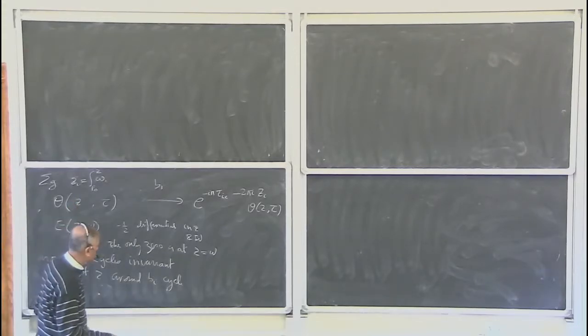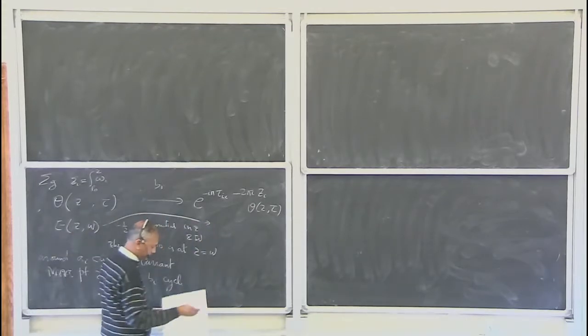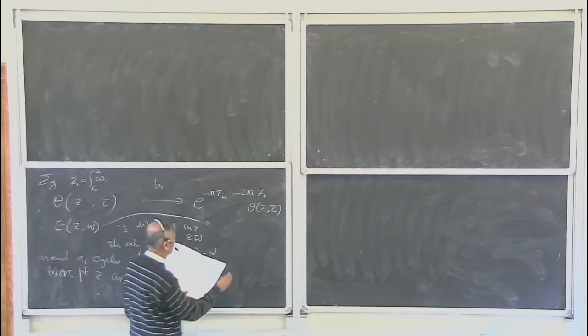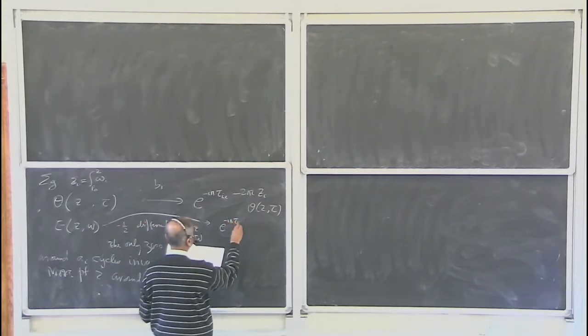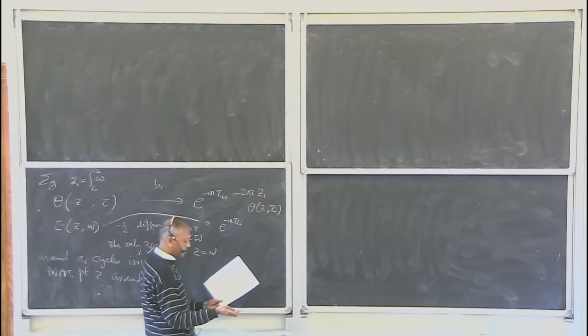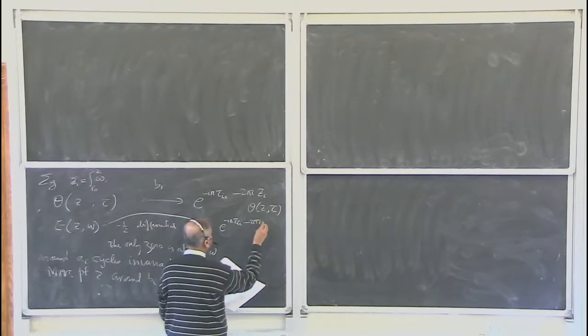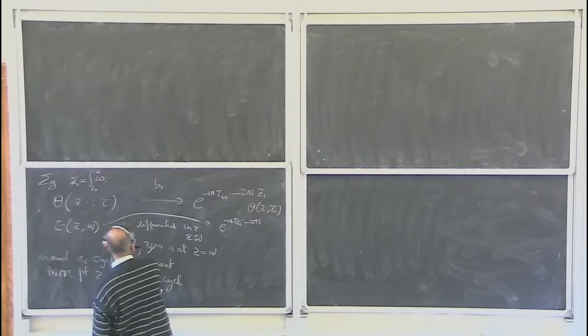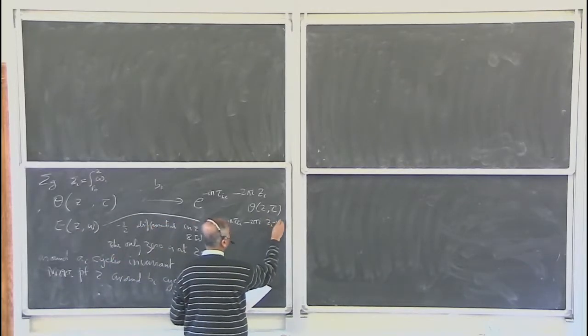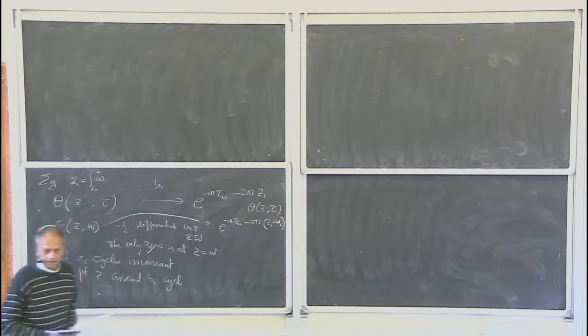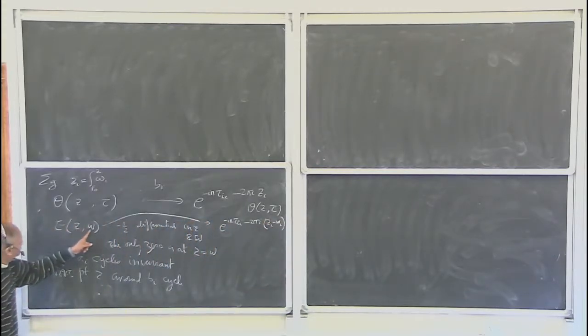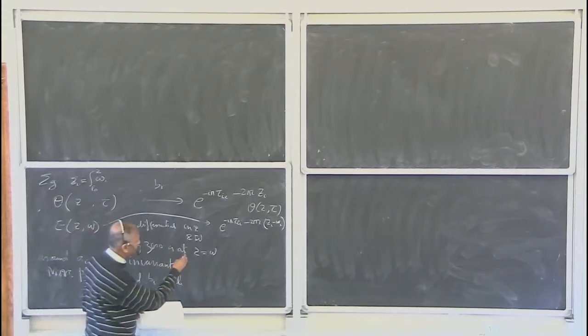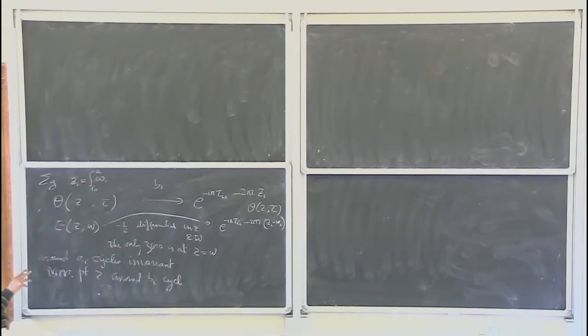And E(Z,W) picks up a phase, which is again e to the power of minus i pi tau_ii, and the same thing, minus 2 pi i. Now there are two objects, Z and W, so this will be Z_i minus W_i. It's not surprising, because in the construction of E(Z,W), we started with theta of Z minus W. So that's the reason why. I may have made some mistakes with this sign, but it's more or less correct.